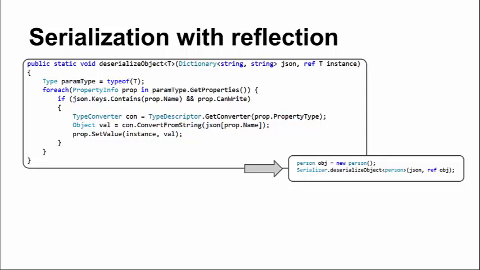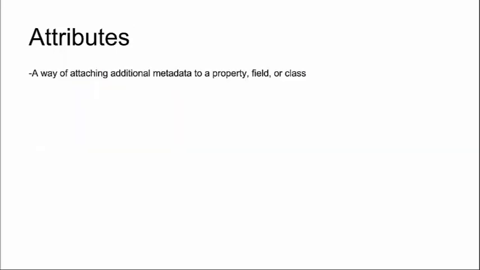If we weren't able to do that, we would have to, as you saw before, one by one hard code all of these things and assign them manually. And then over there on the bottom right, we can see an example of calling this. We just instantiate a new person and then call serialize object with the JSON and a reference to that object. And we have our object with our populated fields from the JSON. Simple as that. But this also is not necessarily as generic as it could be. And that's where we get into attributes.